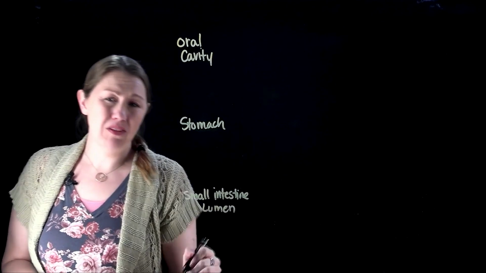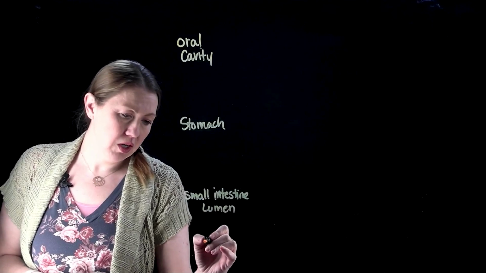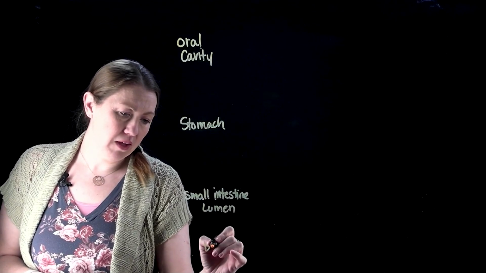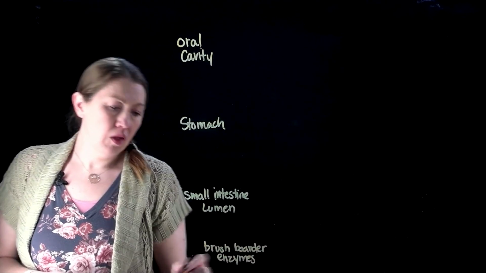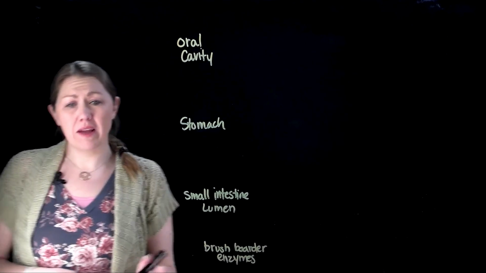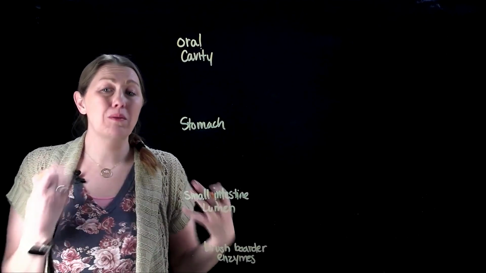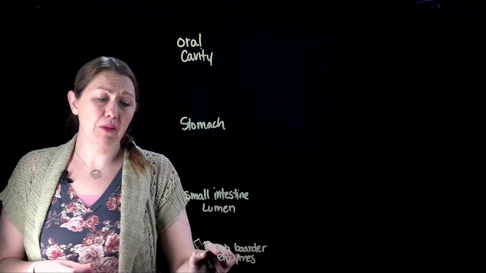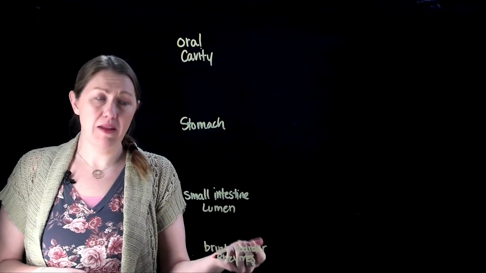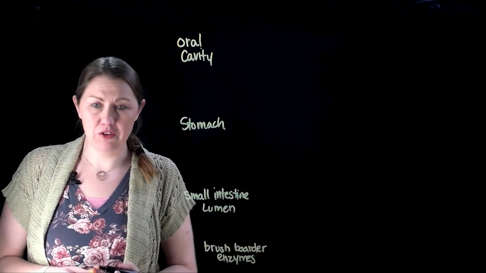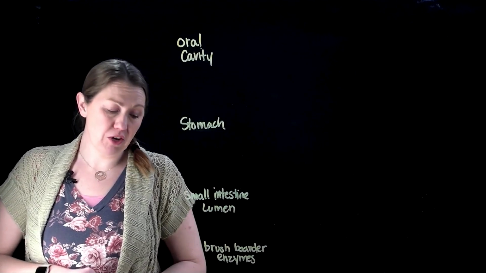And then also we have this part that's called the brush border. The brush border enzymes are going to be the enzymes that are built into the wall so we can do final breakdown before we absorb things. The nice thing about these is the brush border is holding the enzymes so you're not losing them out the digestive tract. You don't have to constantly keep regenerating them.